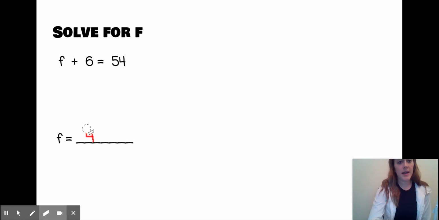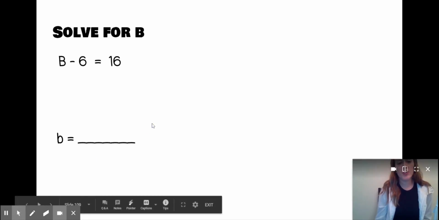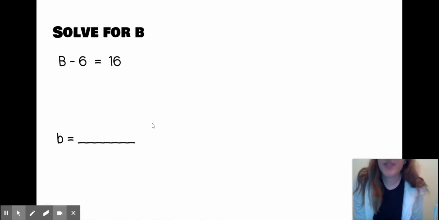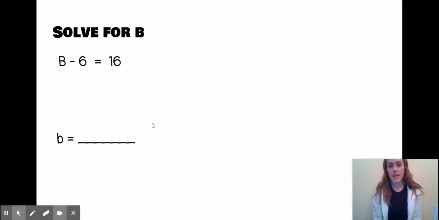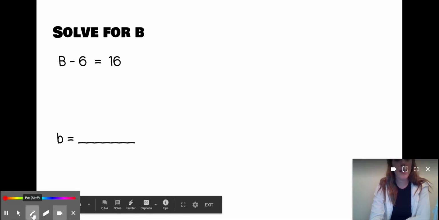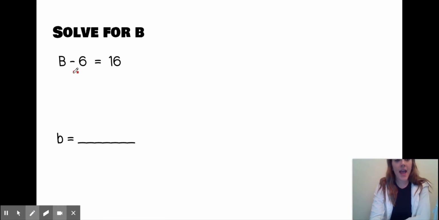So let's look at the next one. The next one is subtraction. So we're solving for b. We're asking ourselves what minus 6 would give us 16. Just like we did with the addition, we are going to do the opposite for the subtraction. It's asking us what minus 6 gives us 16. So one way I can solve that is I will add 6 to both sides.